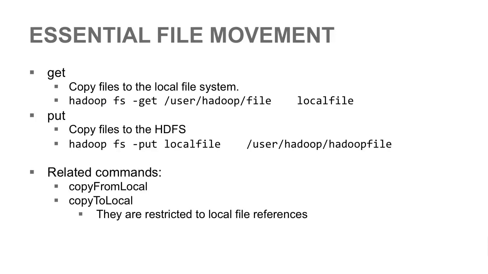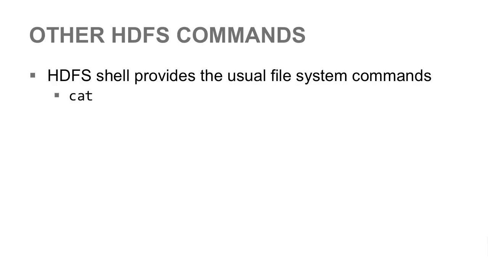Now, there are two related commands, copyFromLocal and copyToLocal. They are simplified versions, and they are restricted to local file references only. Besides that, you will see that HDFS resembles an ordinary file system, and you are going to find all of the commands that you would expect to find in a file system, like in Linux. For example, you will have cat, cp, ls to list the files, mkdir, mv to move files, and so on. So all the usual suspects are there.